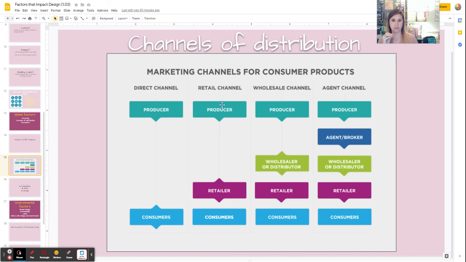A retail channel: farmer grows his cucumber, Ingles buys it, you go buy it from Ingles. Retail channel. Wholesale channel would be farmer grows his cucumber, a packing house is a wholesaler distributor, buys it from the farmer, and then maybe Ingles buys it from the packing house, and then you buy it from Ingles. So there's these two middlemen. And then there's an agent channel where you've gone through even more people.